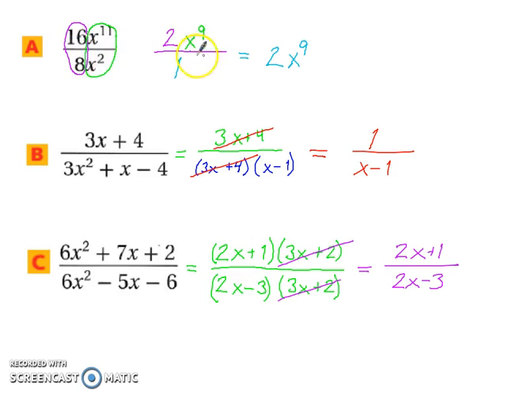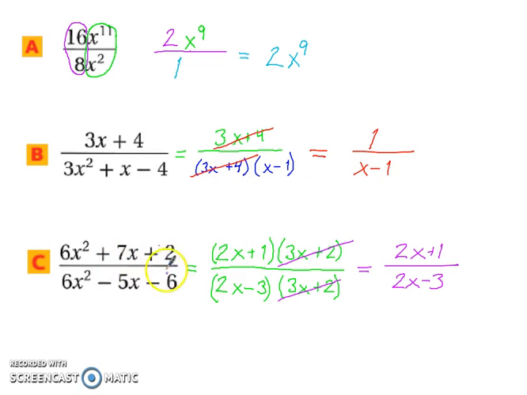Alright, so in this first one, we simplified our numbers, which brought us to 2 over 1, and then we have x to the 11th over x squared, so when we reduce those, we end up with x to the 9th. In the second one, we can't do anything with the numerator. However, we can factor the denominator, leaving us with x plus 4, 3x plus 4 and x minus 1, canceling stuff out of our numerator and denominator, and we're left with 1 over x minus 1.